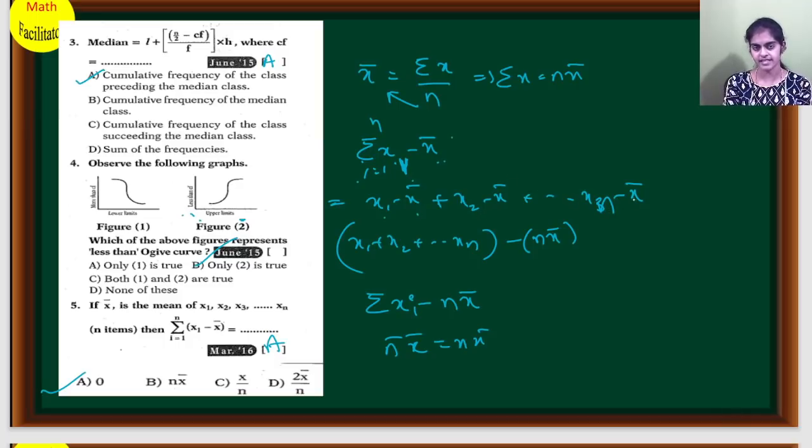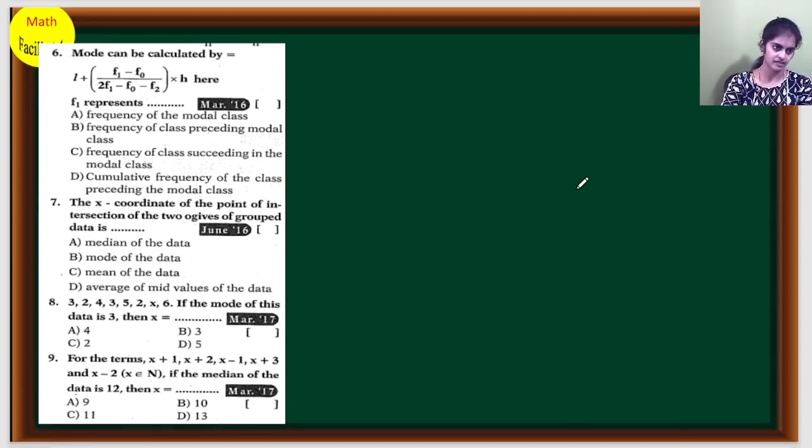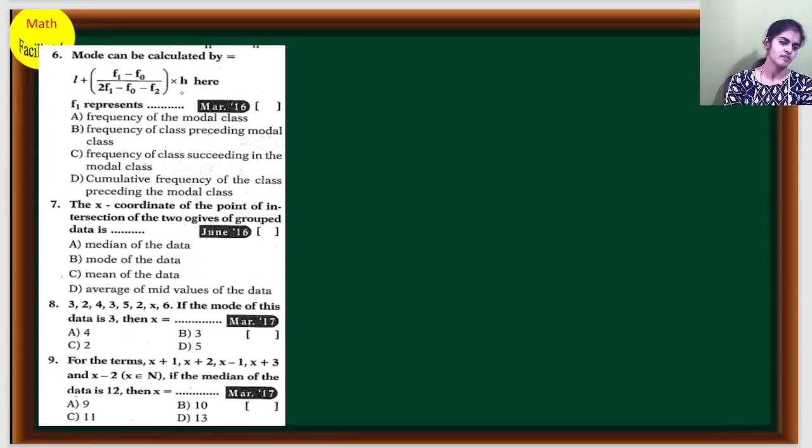When i is n, xn minus x bar. Taking all x1, x2, xn together, all x, how many x bars do you have? n x bars you have. Okay. So usually you don't get this question.